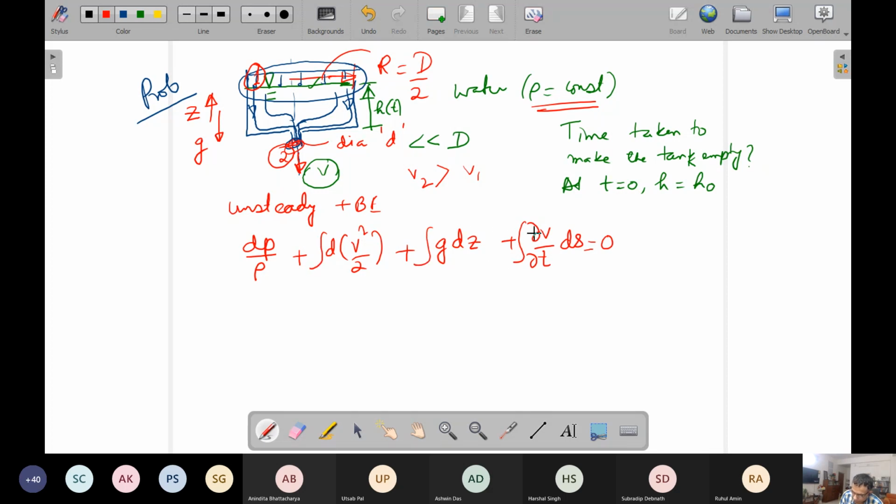So just like the previous problem, I'm just writing between 1 and 2. 1 and 2 I have marked on the streamline. So the first integral, this is P2 minus P1 by rho. Rho is a constant. Second integral, V2 square minus V1 square. But I'm not neglecting V1 or V2 anything. I'm just writing it like that. Plus g into Z2 minus Z1.